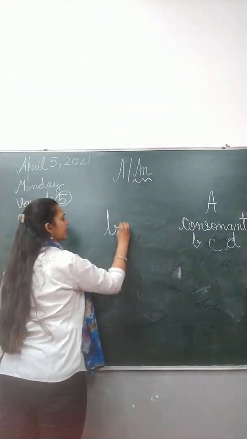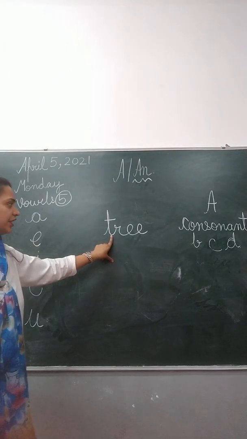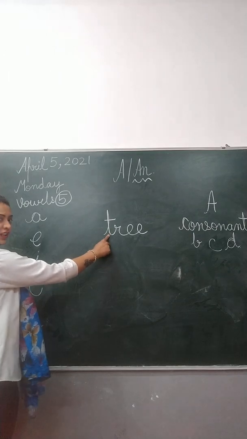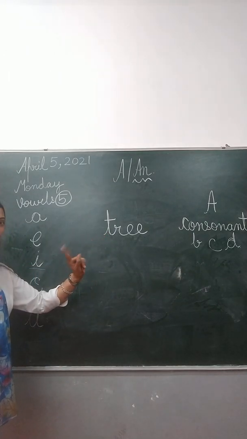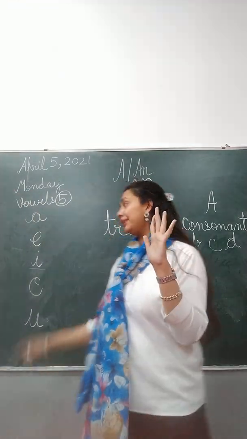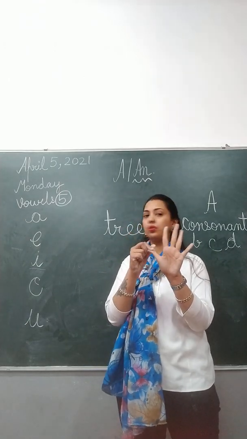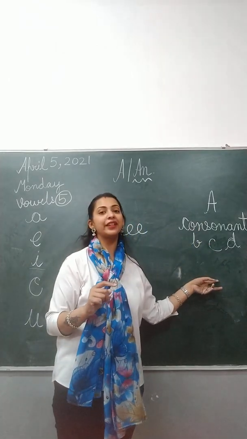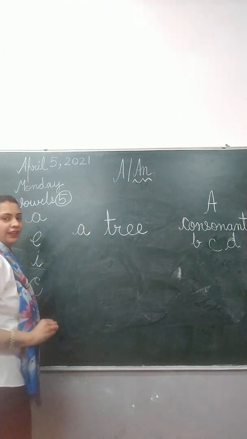My next word is tree. Can you all try to work out whether the letter T will go in vowels or consonants? Let us search it out. T. Will this T come on my 5 fingers or not? No, it cannot, because my 5 fingers are already occupied by all these vowels: A, E, I, O, U. So T cannot come over here. That means T will go in the consonants. So with the consonant, I am going to use a.